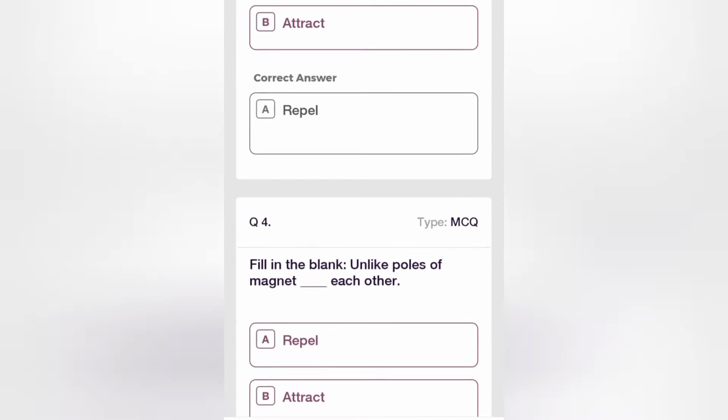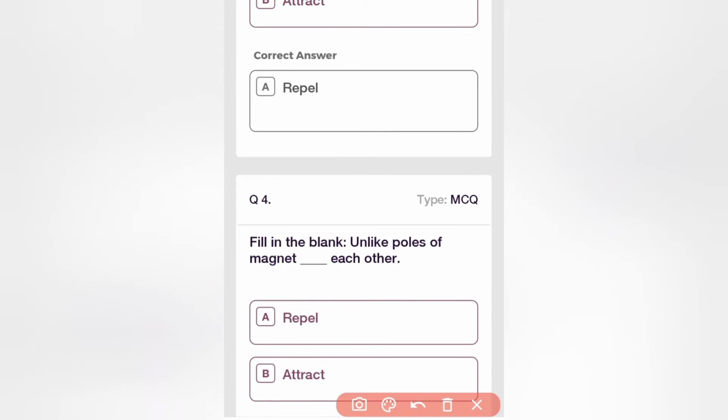Unlike poles of the magnet dash each other. Suppose I have a north pole here and a south pole here, they attract each other. Okay, they attract each other. So option B is the correct answer.